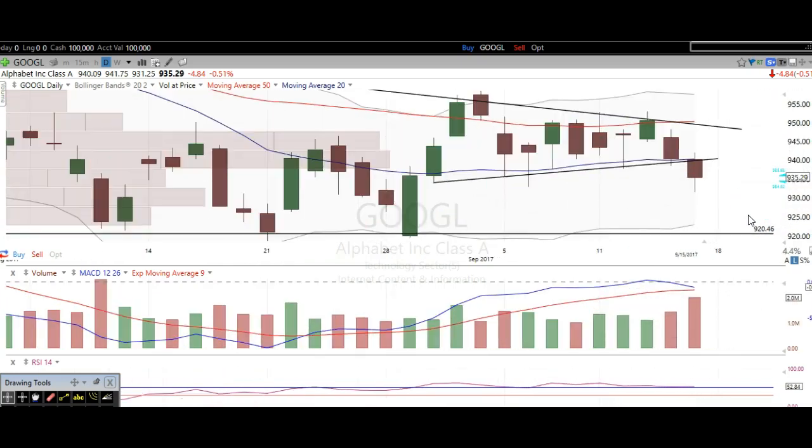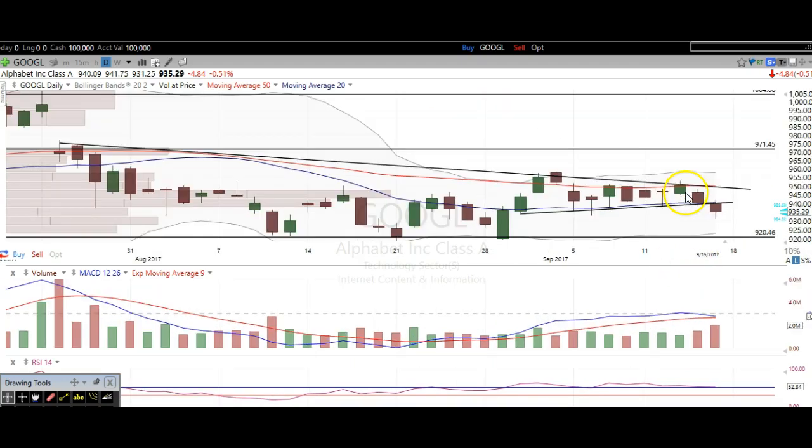We ended up actually on Thursday as well. So you can see this gap down here on Thursday, closed below the previous day's low. And then right here on Friday, we ended up closing below this trend line as well with some heavy volume. Okay, so this doesn't look great for Google.